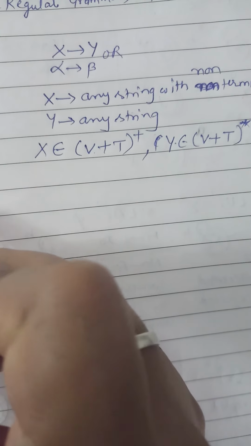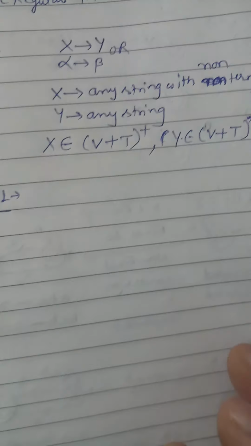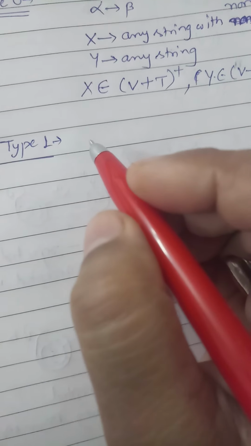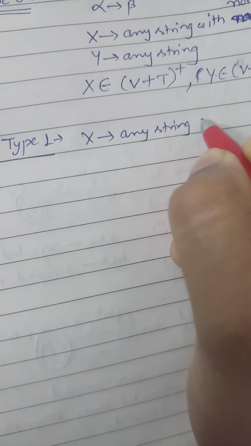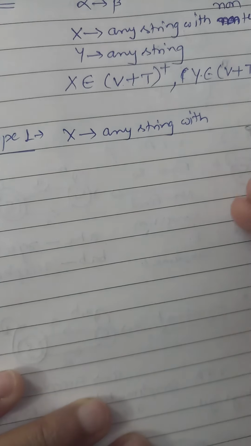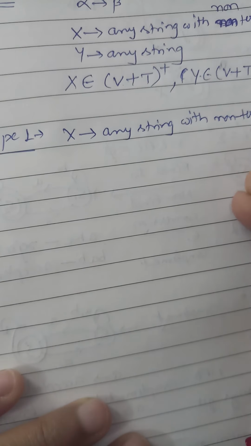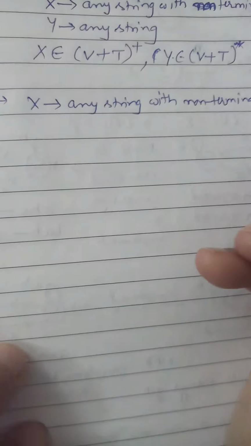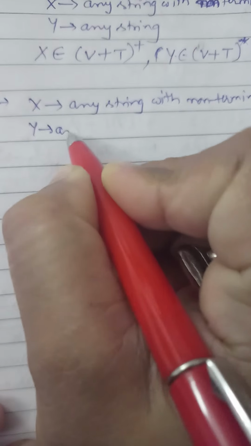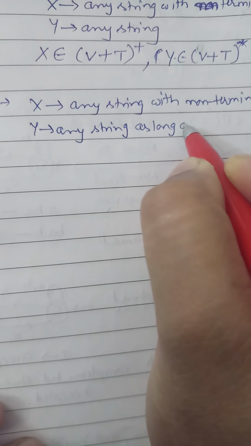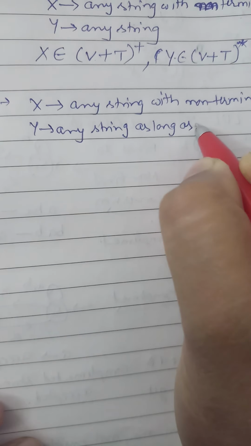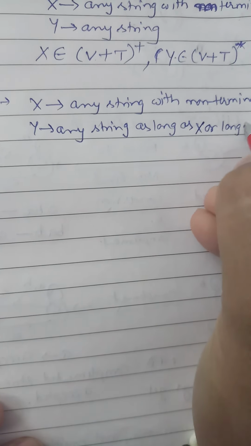Now what can be type 1? Here the same thing: x can be any string with a non-terminal, and y any string as long as x or longer than x. Any string as long as x or longer than x.